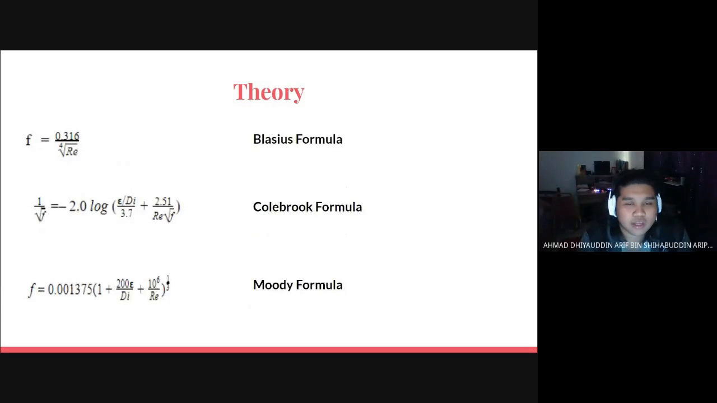These three formulas are also used to find the coefficient of friction. The top one is called the Blasius formula, the middle one is called the Colebrook formula, and the third one is called the Moody formula. All three can be used to calculate the coefficient of friction. Now I pass on to the next presenter for the procedures.